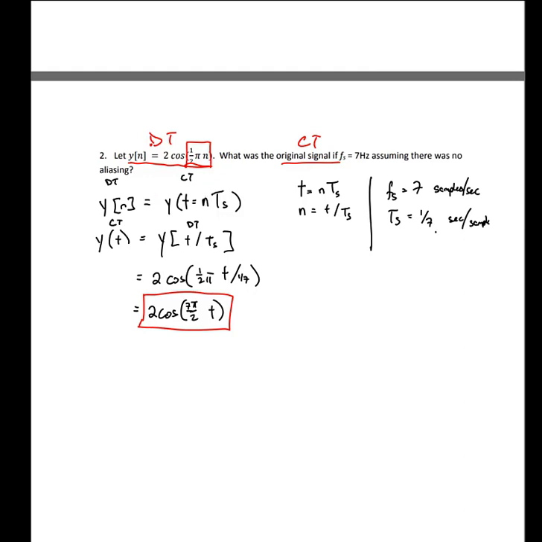Questions about that one? Or is it correct to say that there's sort of an infinite number of continuous time signals that are equivalent to that discrete time signal? That's right. There's only one continuous time signal that's equivalent to that discrete time signal if there's no aliasing, but if there is aliasing, there is an infinite number.